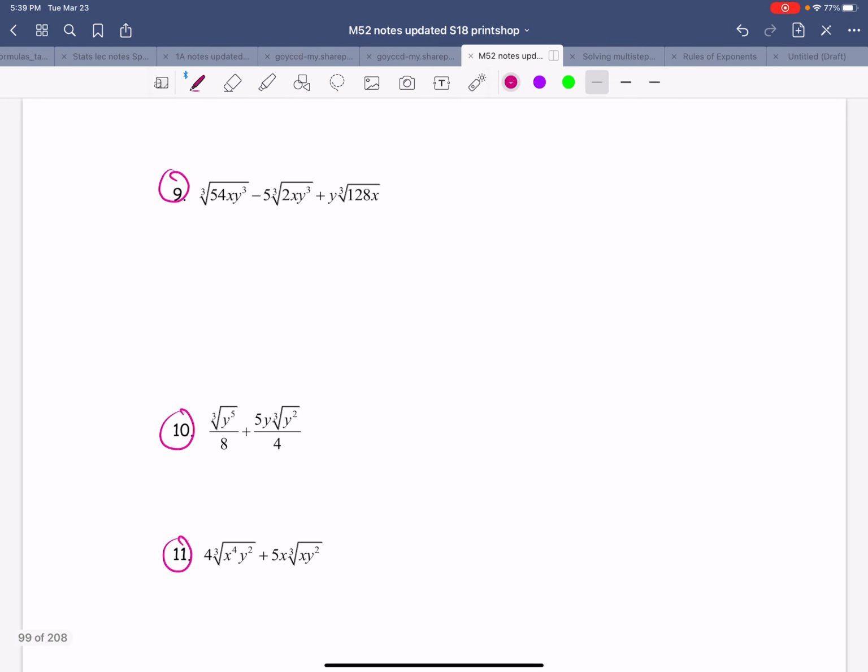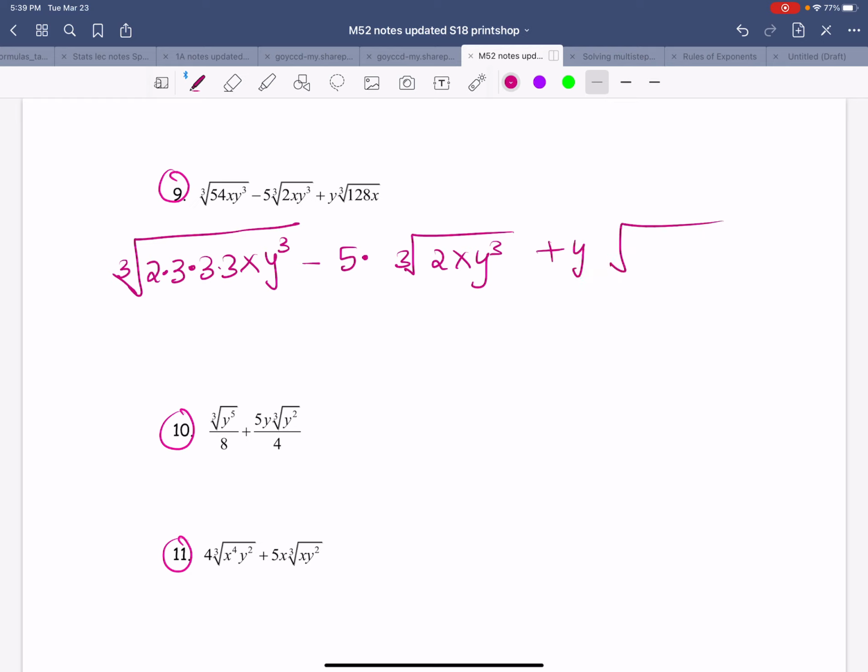Next example, number 9. We have cube root of 54xy to the third minus 5 times cube root of 2xy to the third plus y times cube root of 128x. All right, so let's go ahead and cube root. 54 is 9 times 6, which is 2 times 3 times 3 times 3, and x, and we have 3 y's. 5 times 2x y to the third plus y.